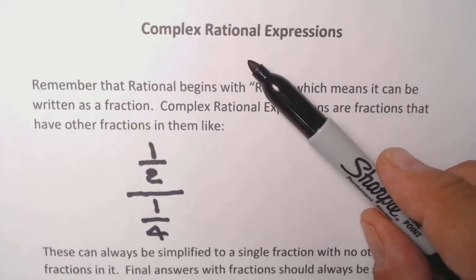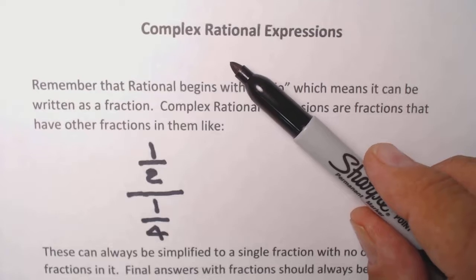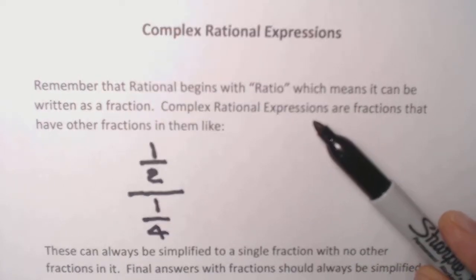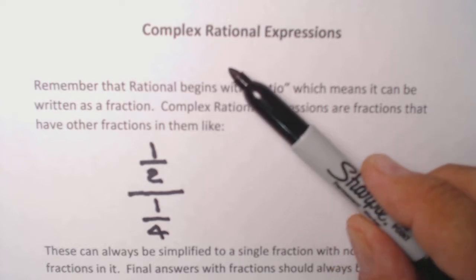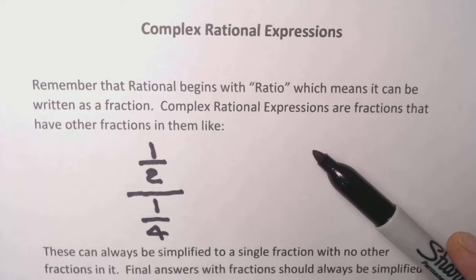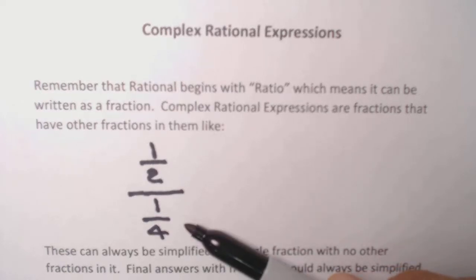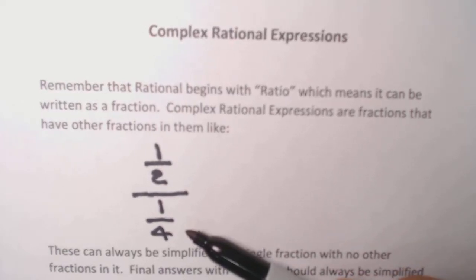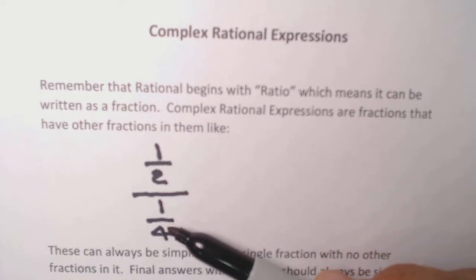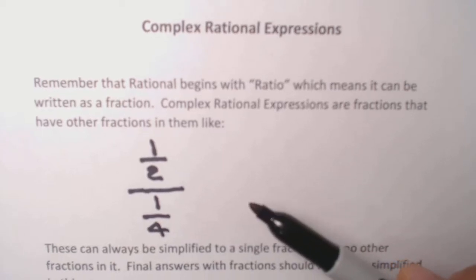Now, the first thing you want to remember is this term rational has the word ratio in it to begin with, and ratio means that you can write it as a fraction. Complex rational expressions are fractions that have other fractions in them. Here's a simple example. 1/2 divided by 1/4. This is basic math. There are no variables here, but we'll look at some variables in a few minutes.